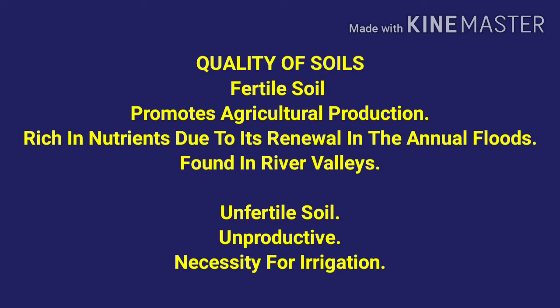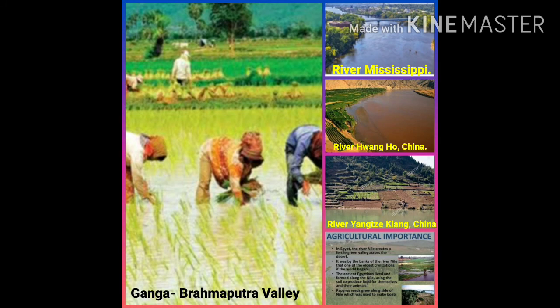Children, the quality of soil may either be fertile or unfertile. Fertile soil promotes the agricultural activities and is rich in nutrients as it is renewed every year due to the annual floods. It is generally found in river valleys. Contrary to this, the unfertile soil is usually unproductive and requires the process of irrigation.